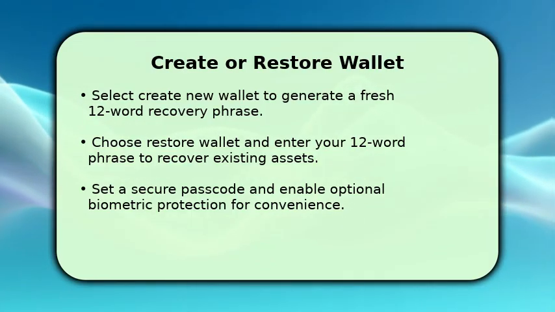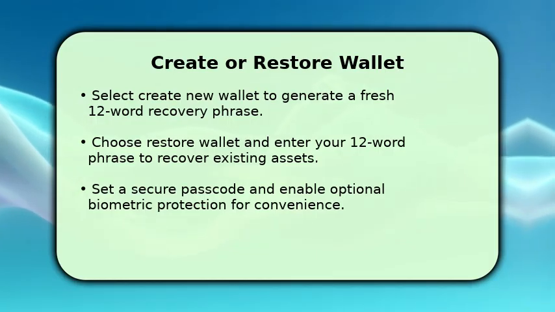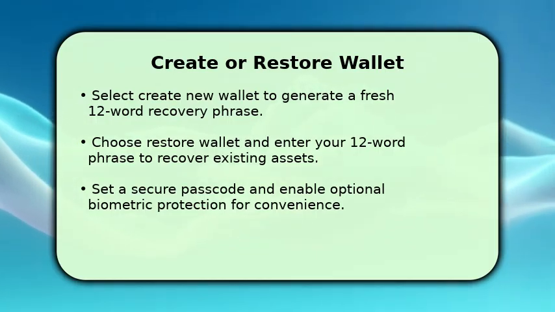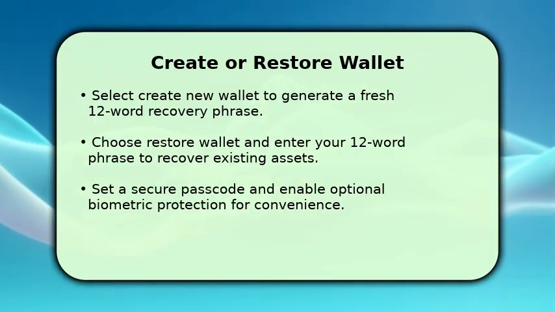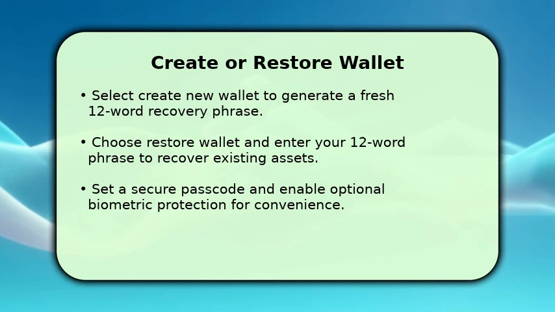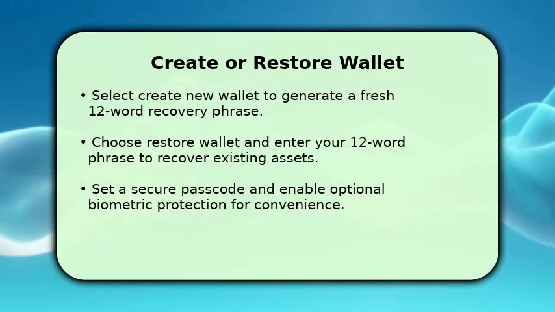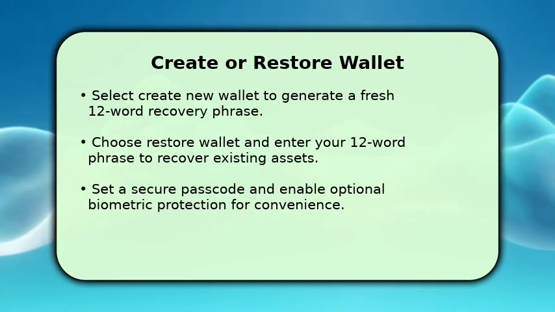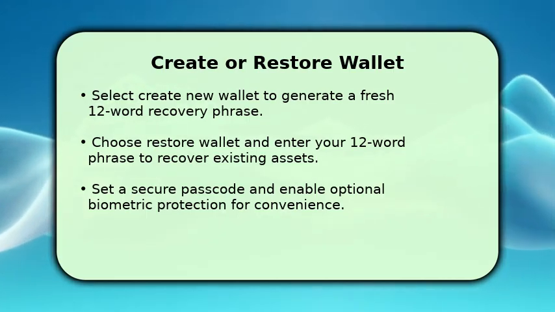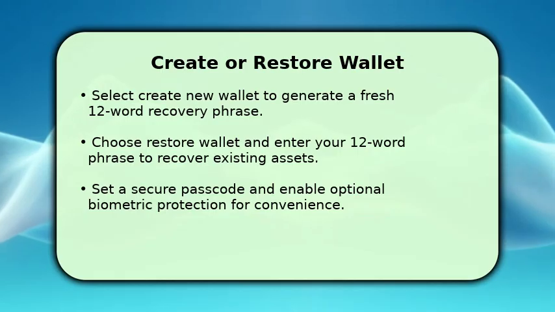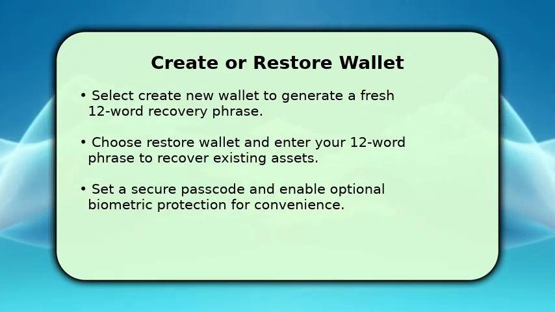After installing, tap Create or Restore and follow on-screen steps to generate or import your 12-word recovery phrase. Confirm the phrase in the correct order, set a strong passcode, and enable fingerprint or face unlock if supported by the emulator. Check network settings for Binance Smart Chain or Ethereum, then add tokens and test a small transaction to confirm setup. Thanks for watching.